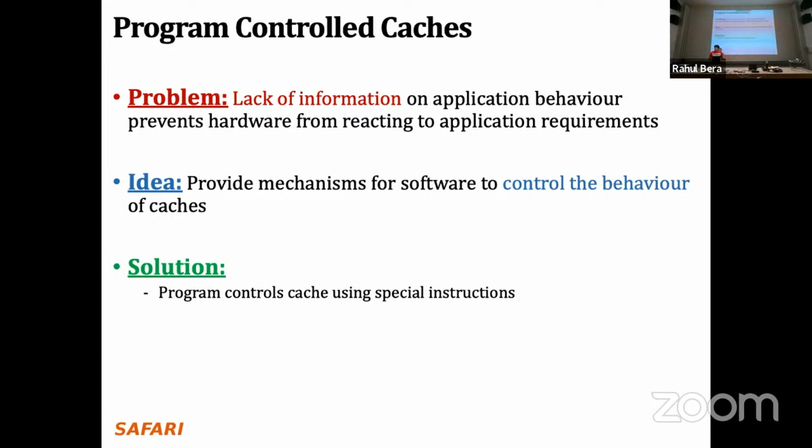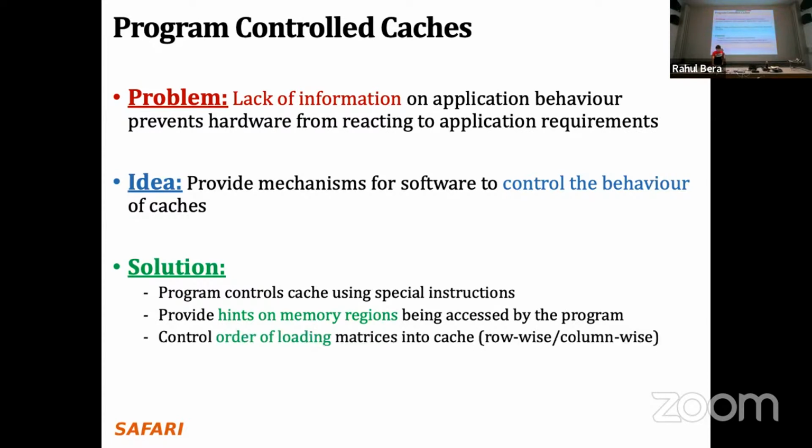Program can control cache using special instructions. Program can provide hints on the memory that it is going to access, and it can also provide hints on memory that it's no longer going to access, so that caches may evict this memory instead of using the default replacement policy. We'll look into this a bit more in detail. Control the order of loading into cache, for example, order of loading matrices. So you may want to load a matrix either in row major order or column major order.